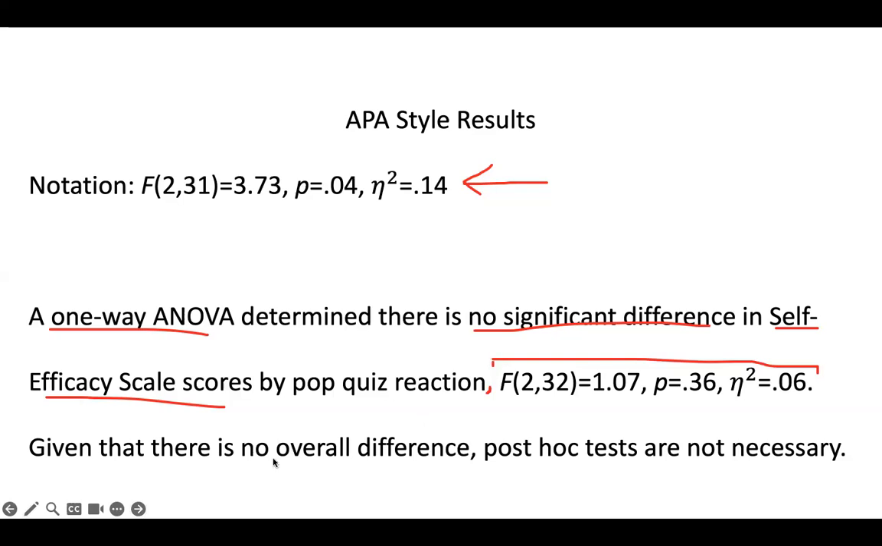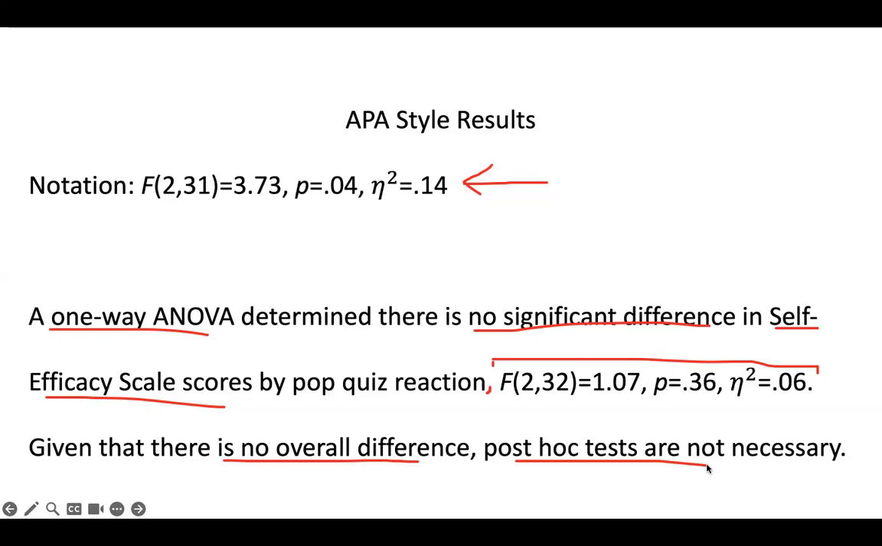Then, because there's no overall difference, I went ahead and just wrote that. Said there's no overall difference, so post hoc tests are not necessary. You could include the mean and standard deviation of each group. You could refer to a table with the information on those groups. In this example, I just left it very simple and straightforward because there is no difference. And so any descriptive difference between groups is just sampling error.